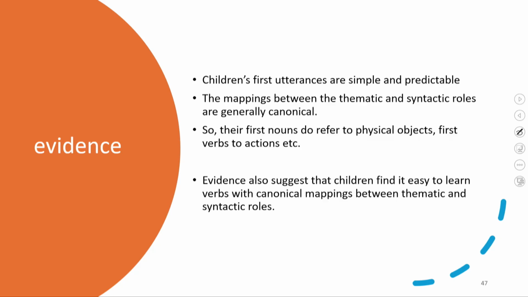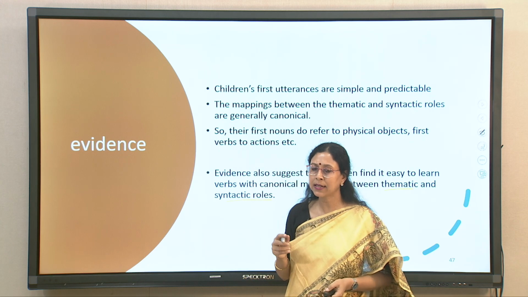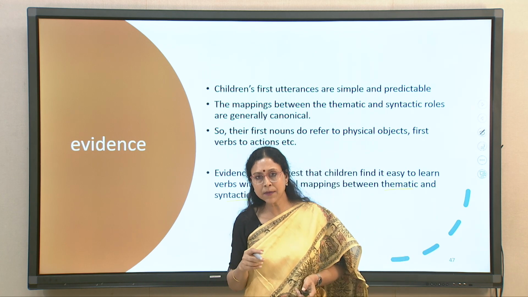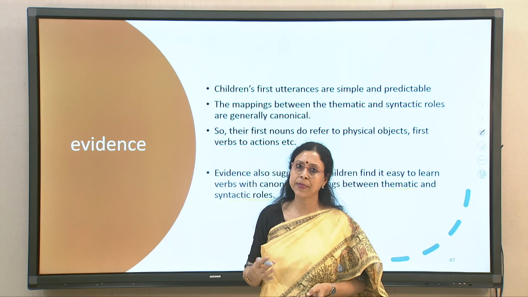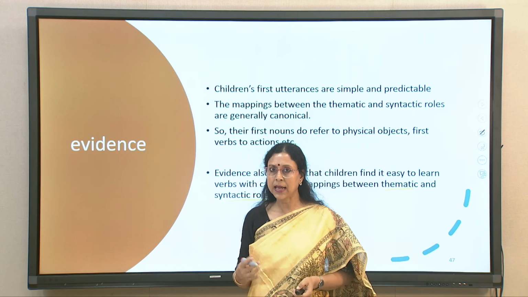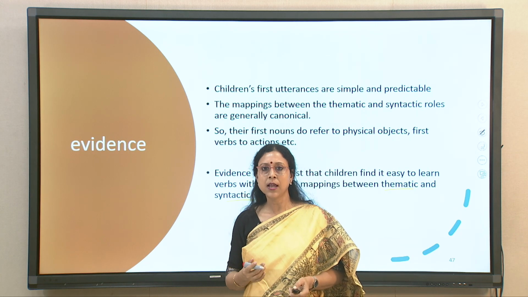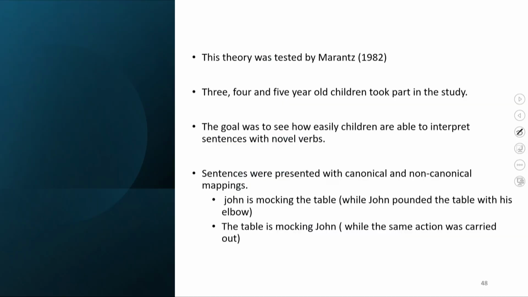So, the most important thing happening here is the mapping between thematic and syntactic role. The verb, the object, so the doer, that kind. Agent, patient role, verb and noun, all of that. This is the mapping that they need to do. It is easy in the initial stages because it all happens in the concrete space, and the actions are observable, and from there they go on to the abstract level.